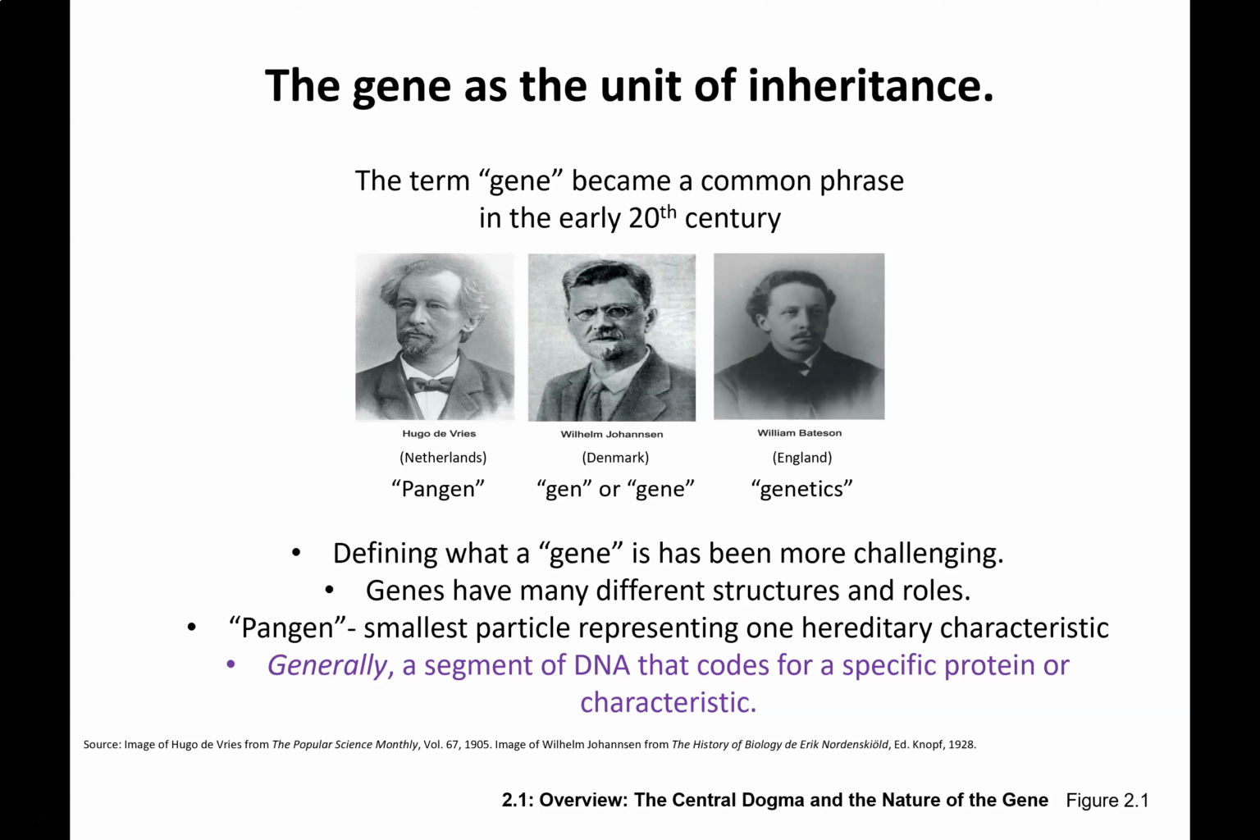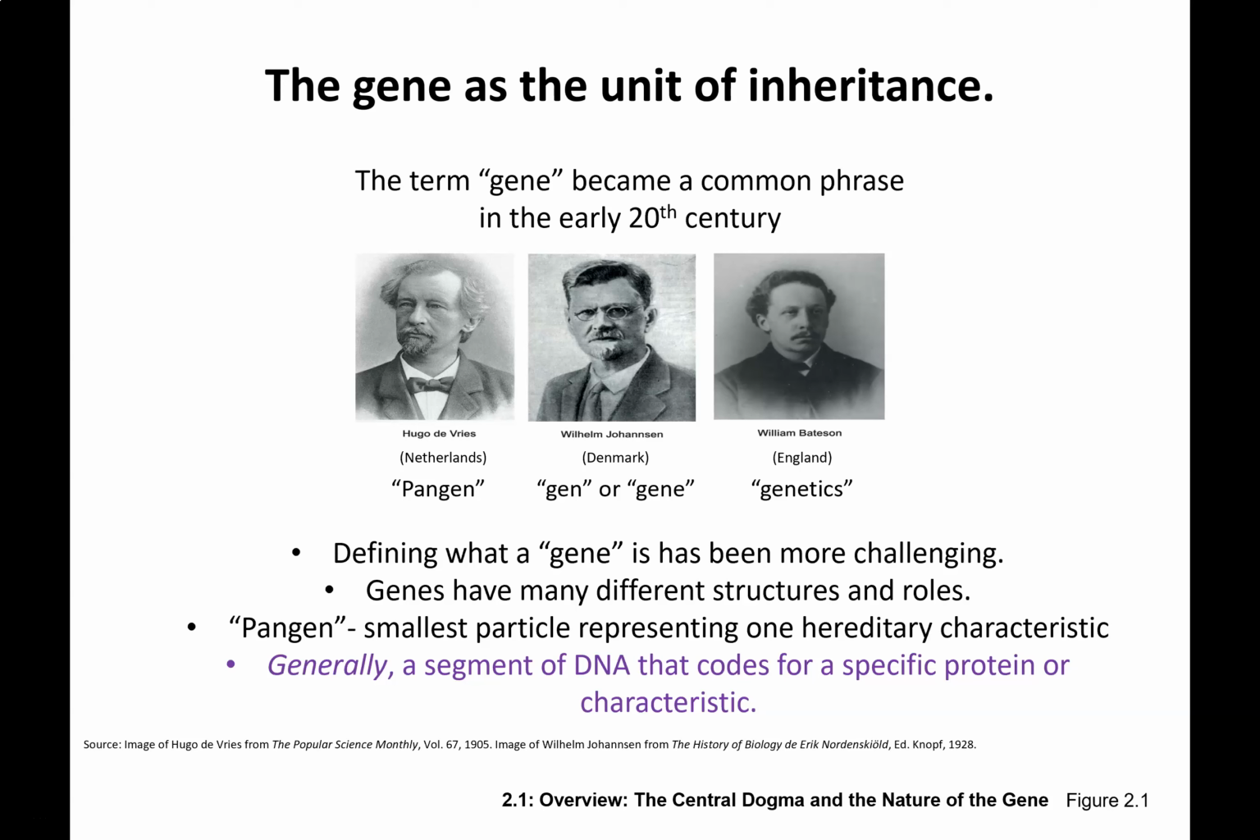The gene was talked about well before the structure of DNA was actually deduced. It came into common use in the early 20th century. Defining what a gene is is a little bit more challenging because it depends on the situation you are in. Genes have many different structures and many different roles within an organism. But in general, especially before we had the structure of DNA and the sequence knowledge that we have now, a gene was the smallest particle that was related to a hereditary characteristic.